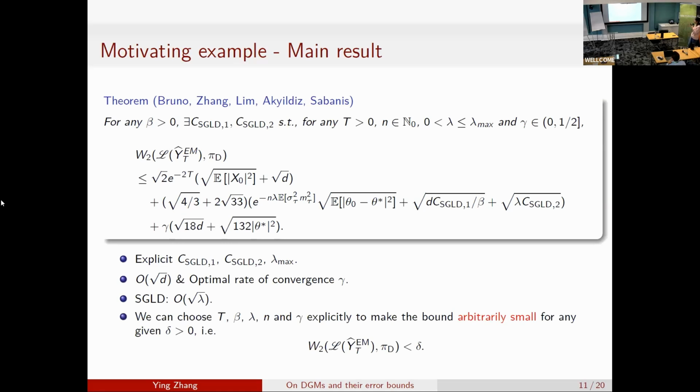This also means that for any given precision level delta, we can choose sequentially capital T, beta, lambda, n, and gamma explicitly to make this upper bound arbitrarily small. Or in other words, we can choose these parameters explicitly so that the law of the Euler scheme is arbitrarily close to the underlying distribution in Wasserstein 2 distance. So this is the result for the motivating example where we really link the sampling problem with the optimization problem.